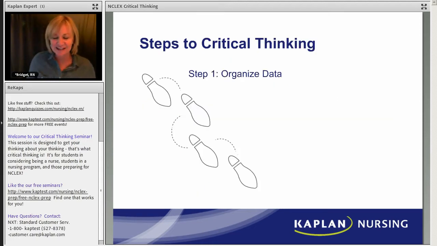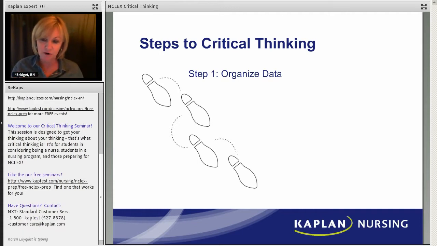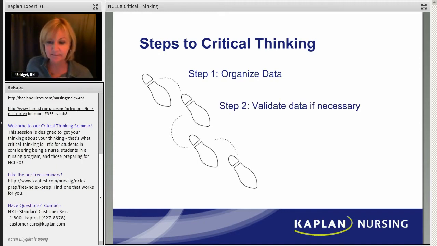So here's what you're going to write down. These are the steps to critical thinking, and Karen will write these down for you, but usually my students ask what those steps are again, so you might want to write them on a little note for yourself. Step one is to organize the data. When you're looking at a question, that means get the information out of the question. What is happening here? Organize that data.